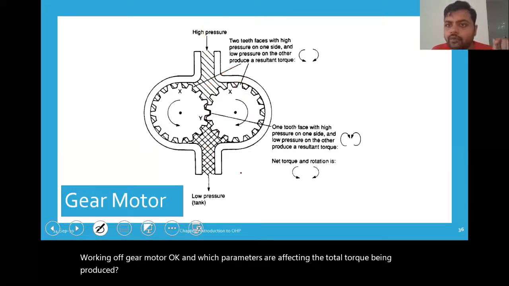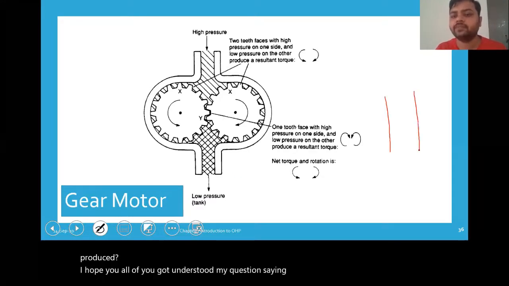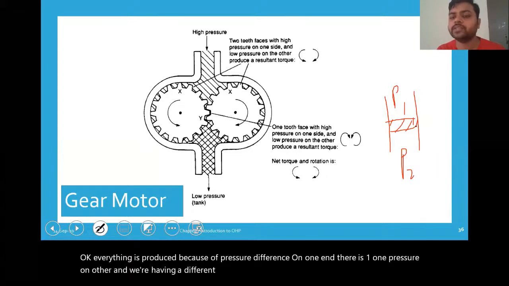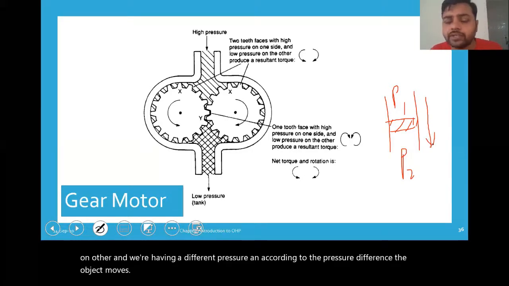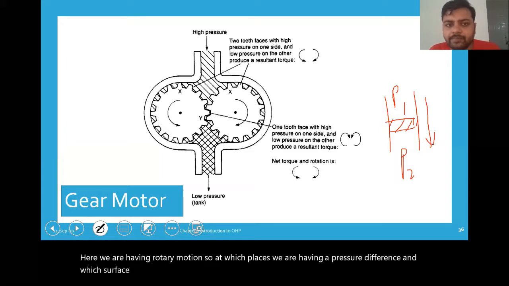I hope all of you understood my question. In a mechanical actuator, what happens? Everything is produced because of pressure difference. On one end there is one pressure, on the other end we are having a different pressure, and according to the pressure difference, the object moves. Here we are having a rotary motion. So at which places do we have a pressure difference, and which surface area will be affecting that? That's my question.